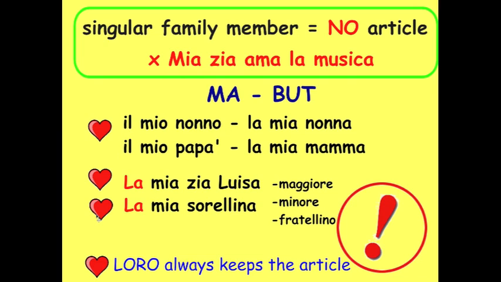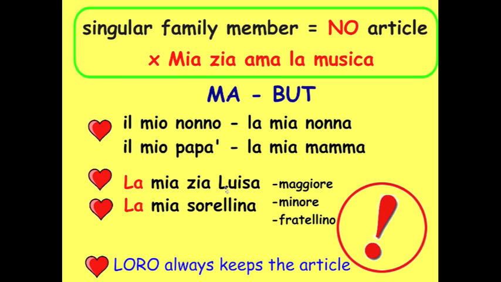The second point is that if you add any small details to what's owned, in this case a family member, it could be my mom. So if I say mia zia ama la musica, I leave it like that. But if I were to add Maria, la mia zia, which one? Maria ama la musica, I become specific. So it's the one called Maria. So la mia zia Maria ama la musica.